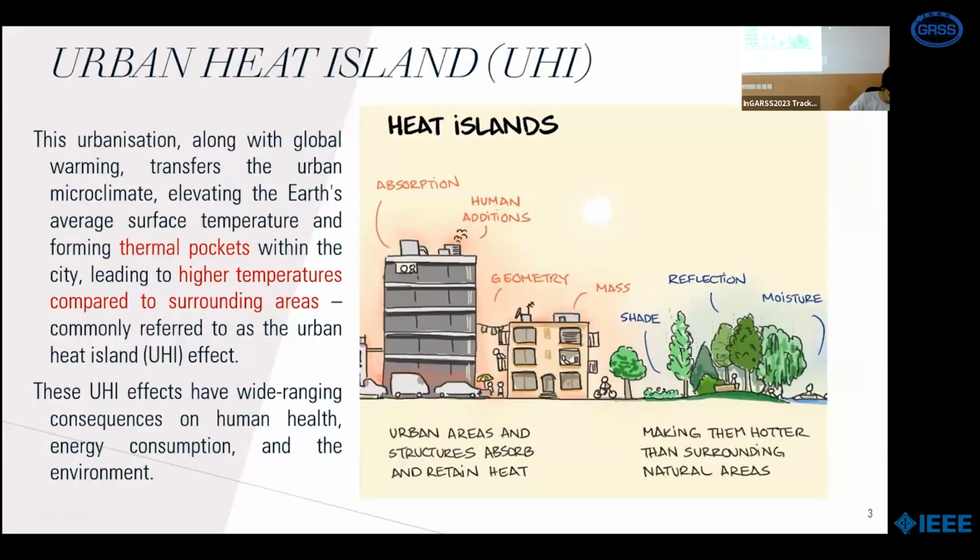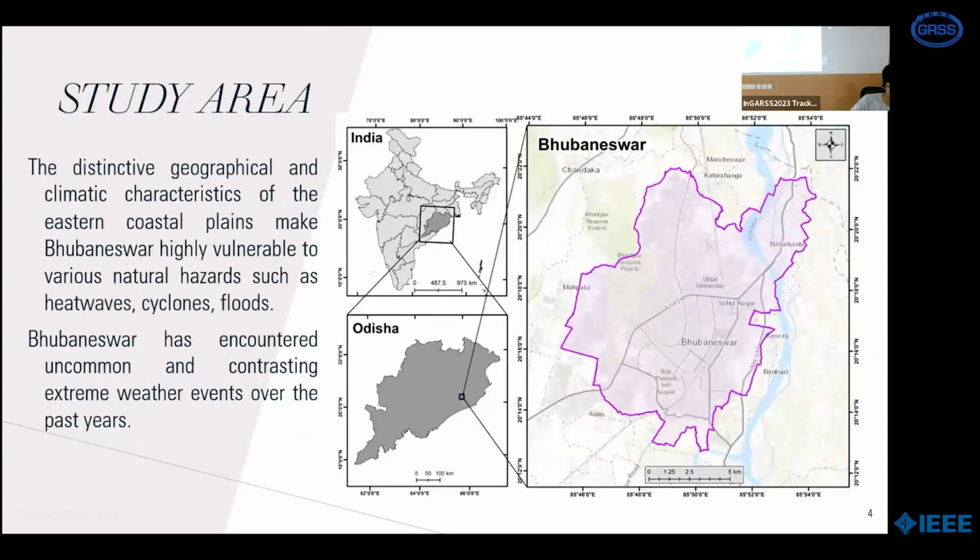What is UHI? UHI, or urban heat island, is the increased temperature within an urban environment compared to the surrounding areas, forming thermal pockets within the city. Its effects have wide-ranging consequences on human health, energy consumption, and the environment. With increasing urbanization and climate change, Bhubaneswar, capital of Odisha, faces the challenges of heat waves and the UHI effect. So, for this study, we have taken Bhubaneswar Municipal Corporation for the persistence of UHI analysis.